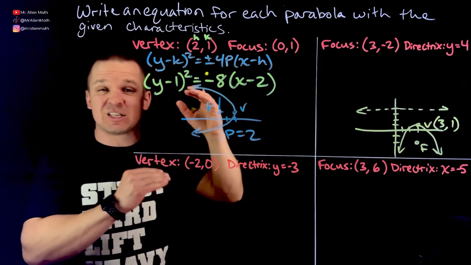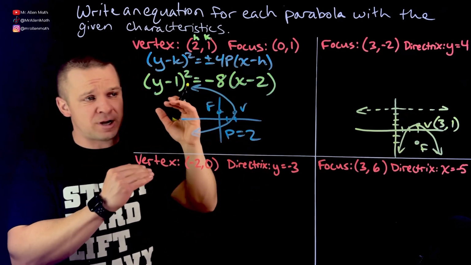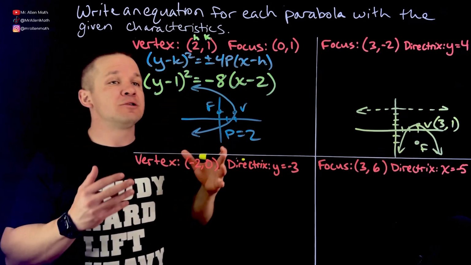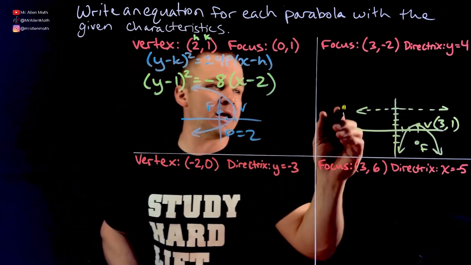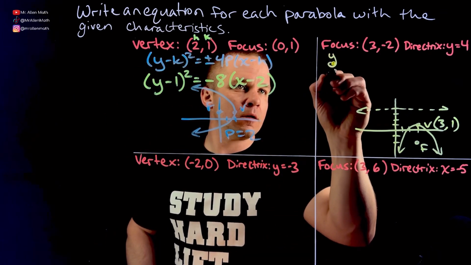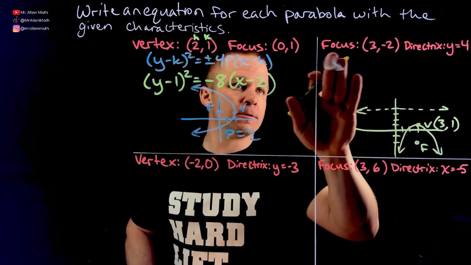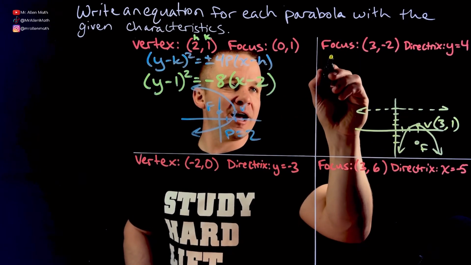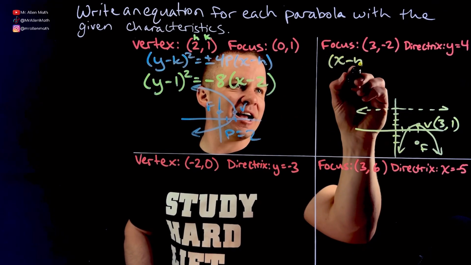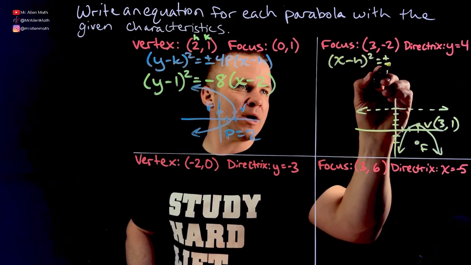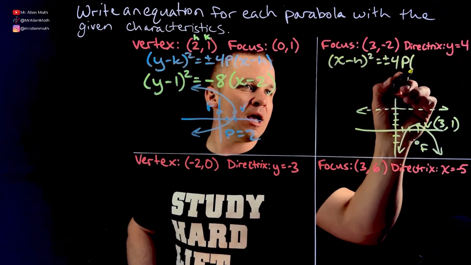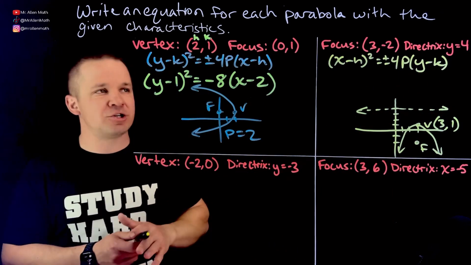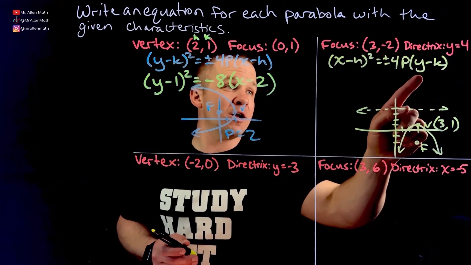I have my vertex smack dab in the middle of the directrix and the focus, and I can also tell which direction it's opening. So now I'm using a different equation. I'll write it down. We've got (x minus h) quantity squared equals plus or minus 4p times (y minus k). Remember, I look at the y, the non-squared part.